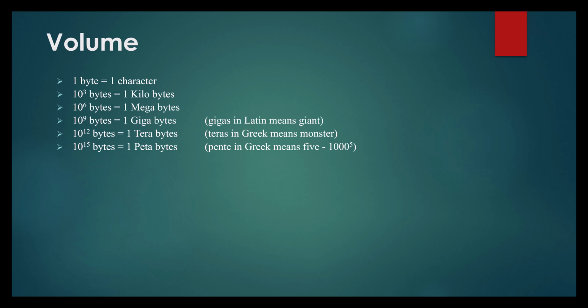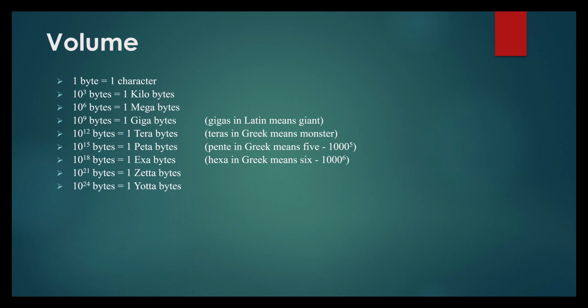So 1000 to the power of 5. 1000 petabytes is an exabyte. Exa is like hexa, which means 6, so 1000 to the power of 6. 1000 exabytes is a zettabyte. That's what we saw in the previous slide on the graph.